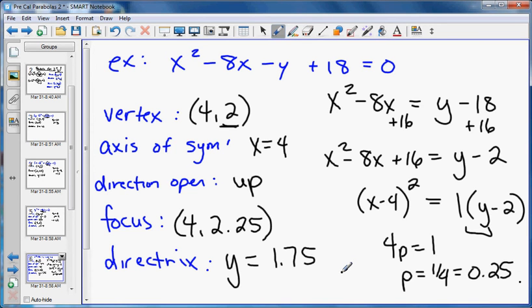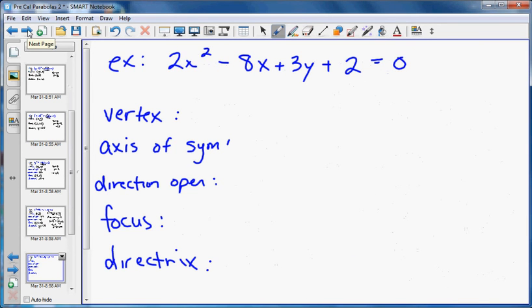Okay, last example. 2x squared minus 8x plus 3y plus 2. Again, we will have to do the completing the square and some other steps to make it look to be in standard form. Since the x is the one being squared, I want to leave all x's on the left side, move everything else to the right side. So I'll leave 2x squared minus 8x on the left side. I will subtract 3y and subtract the 2 over to the other side.